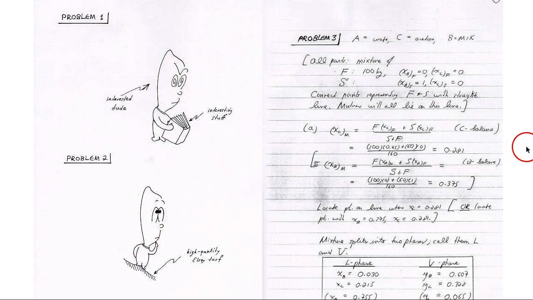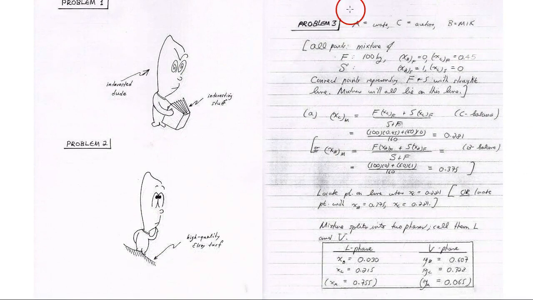Okay, solution number 3. So we see here A, water, diluent; C, acetone, solute that we're interested in; B, MIK, the solvent that we're using. The first solution, or the feed solution, is 100 kilograms. XB is equal to 0. It has no solvent, no MIK in it. And as we said in reading the problem statement, the acetone mass fraction is 0.45.